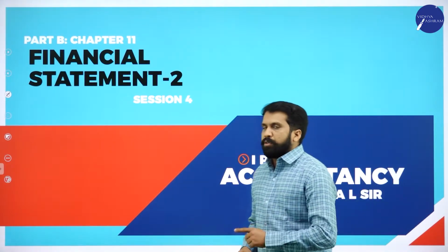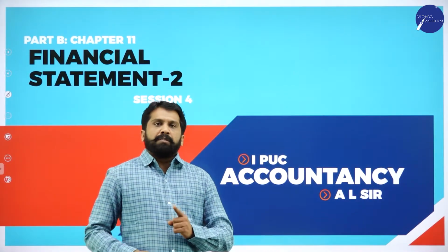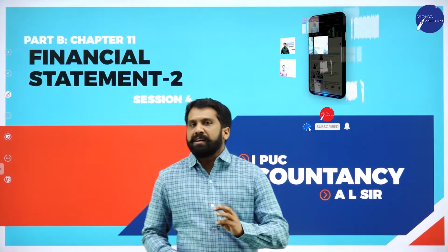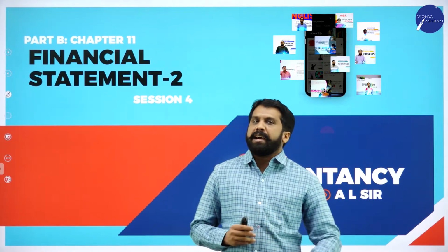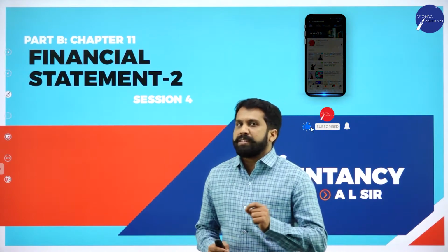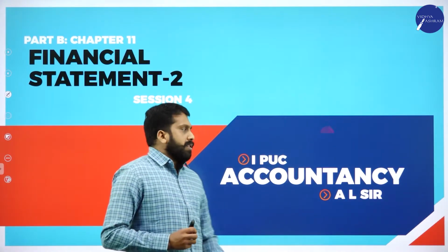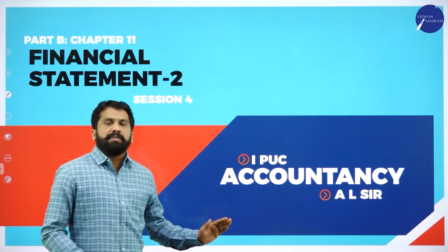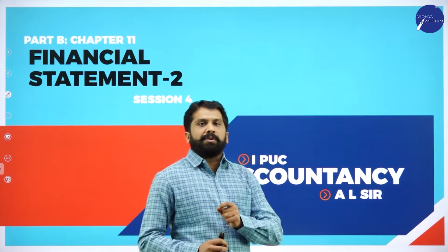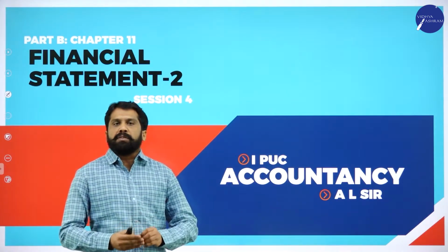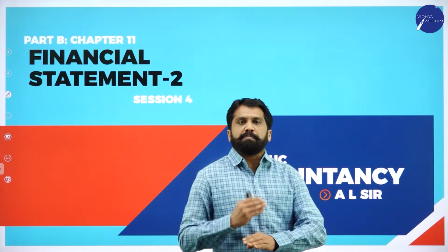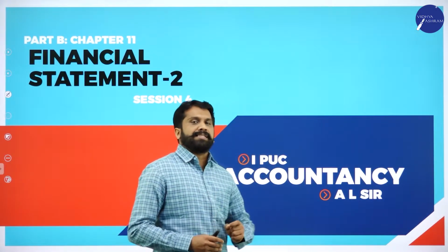Now, as I told you, this is your 12 marks problem. For your 12 marks problem, you need to prepare trading account, profit and loss account. Finally, you have to end up with balance sheet, and that balance sheet has to be tallied. Whatever problems we are doing now are all exam oriented. Exam oriented means we have taken problems from your previous year question papers. Your past question papers we are solving in today's session.